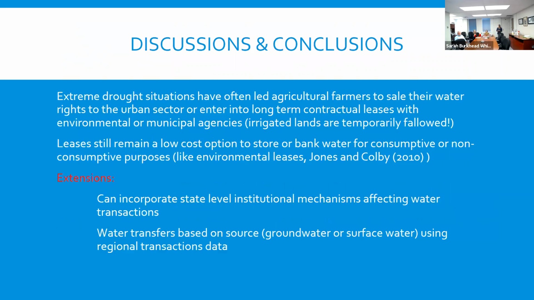So what are the kind of extensions I want to do on these? I am still being stuck in here, because my results are showing that sales and multi-year leases are prominent. Okay, I'm sorry about that spelling over here. Extreme drought situations have often led agriculture farmers to sell, S-E-L-L, not S-A-L-E. So please pardon me for that. I guess before you put it on the record, I should change that a little bit. Sell their water rights to the urban sector, enter into long-term contractual leases with environmental or municipal agencies.